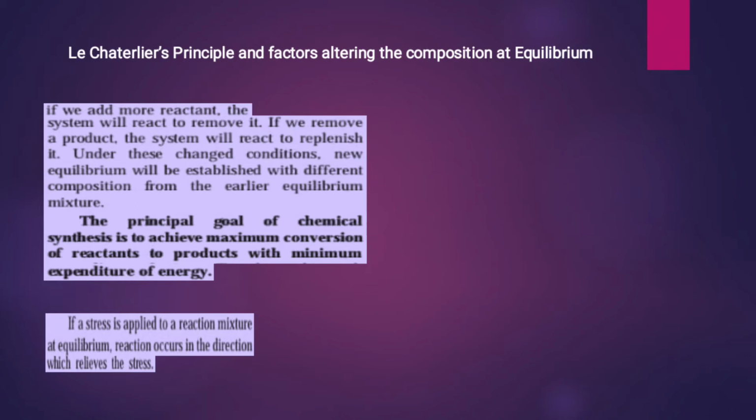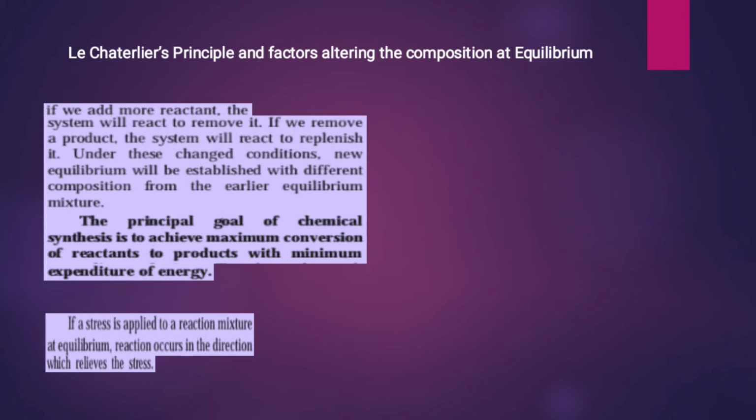Here the principal goal of chemical synthesis is to achieve maximum conversion of reactant to product. It means we want the maximum amount of reactant to be converted into product with minimum expenditure of energy. So to achieve the goal of maximum conversion of reactant to product with less utility of energy, the reaction conditions must be adjusted.